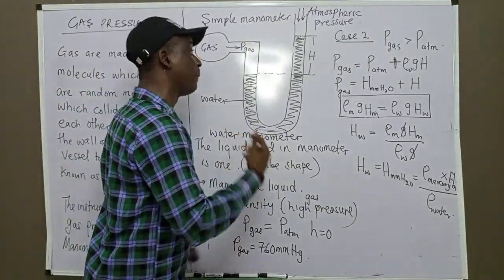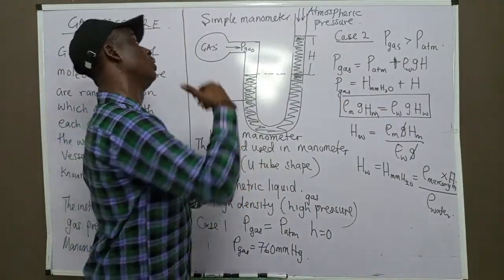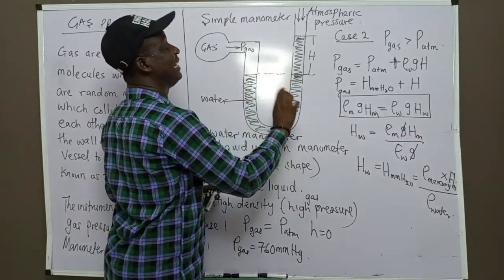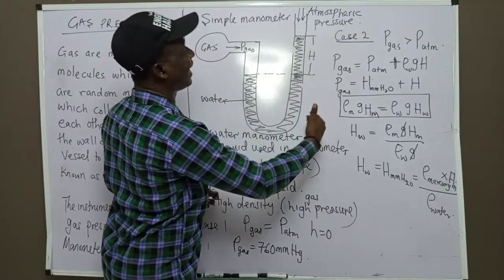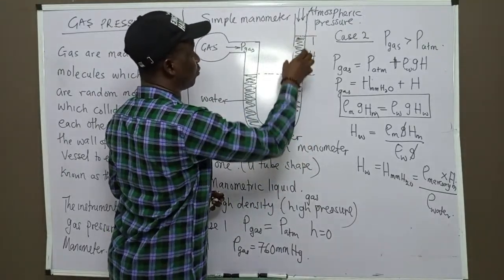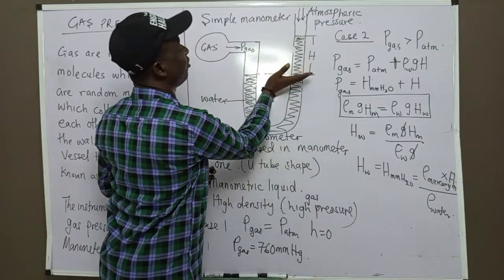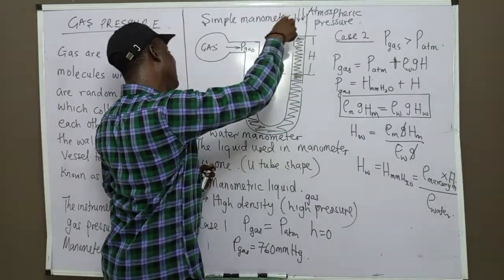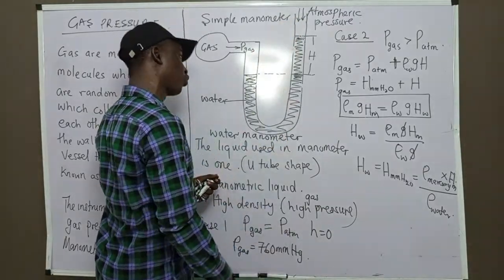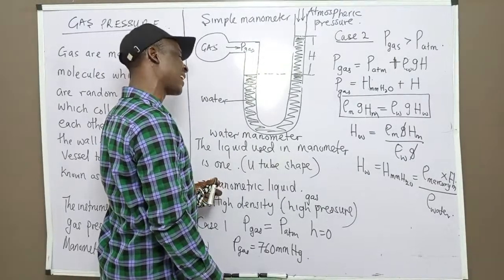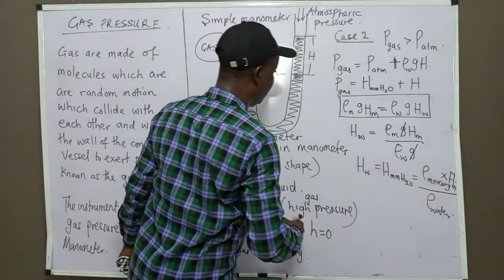Now we are able to establish that in case 2, when the gas pressure is higher than the atmospheric pressure, there will be an increase in the height along the arm of the tube on the side of the atmosphere, the right hand side. This is the right hand side. There will be a rise in the height of the manometric liquid on the part of the atmospheric pressure, because it gives a lesser pressure compared to what the gas supplied.